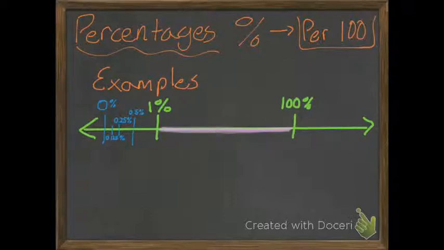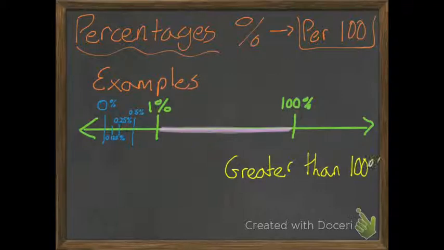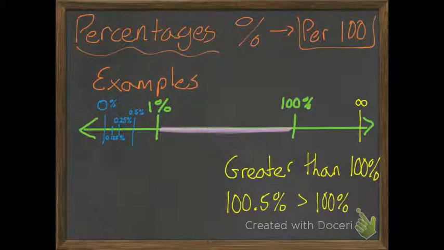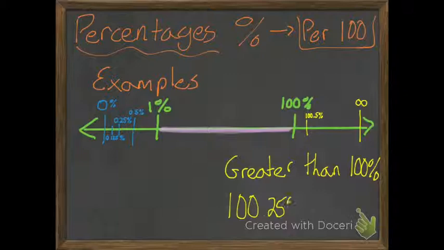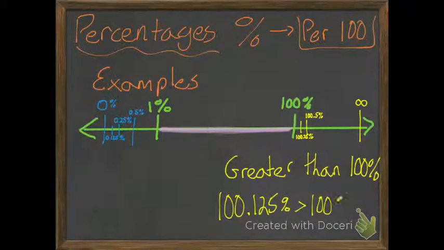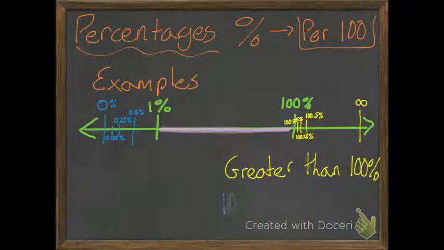Those all exist between the numbers 1% and 100% as well. Let's look at greater than 100%. So we know 100.5% is greater than 100%. So place that on our number line. We can continue the same pattern we used earlier, which is 100.25%. Place that on our number line. And 100.125%. All these numbers exist and are greater than 100%.